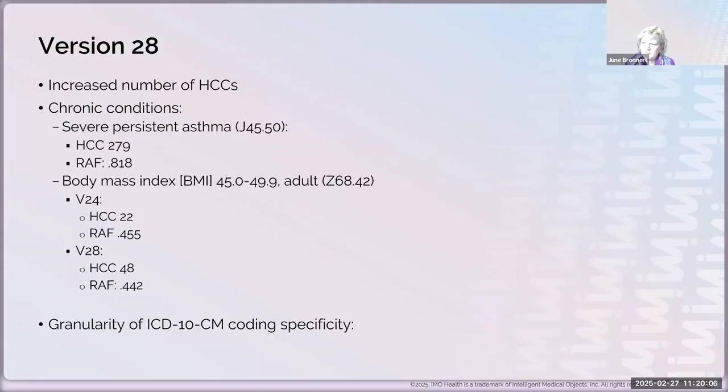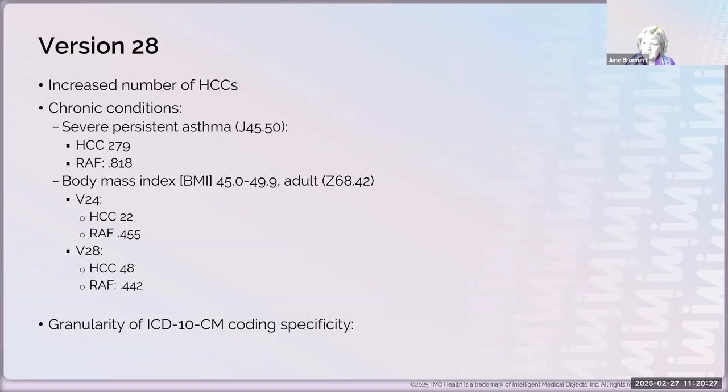Here you can see the number of HCCs increased to 115 with version 28 as compared to 86 in version 24. There is greater focus on chronic conditions within version 28. Severe persistent asthma is an example. It was not an HCC in version 24, but is now one in version 28.